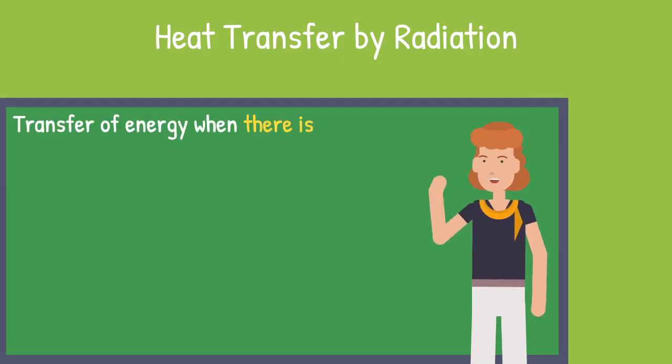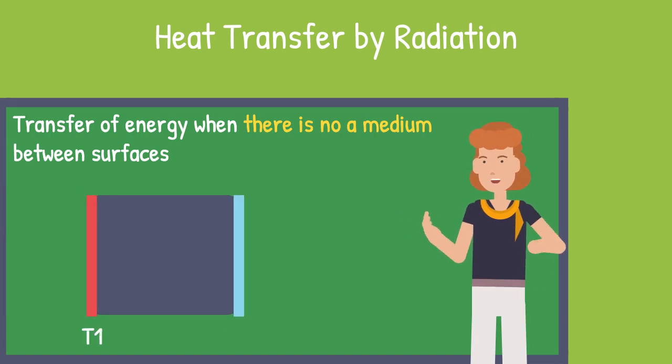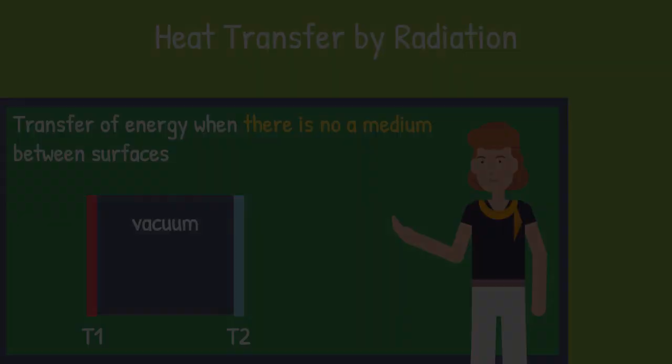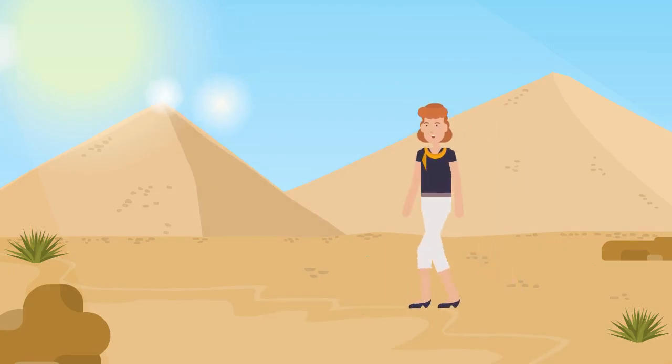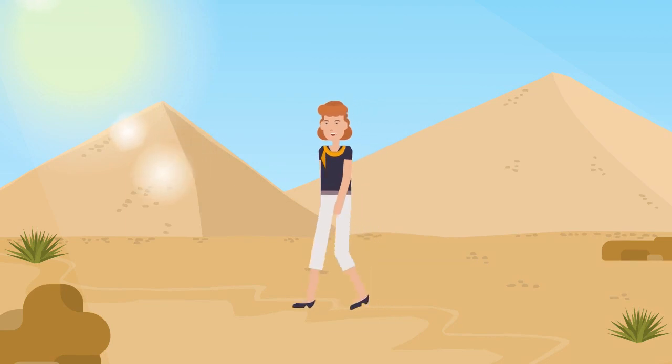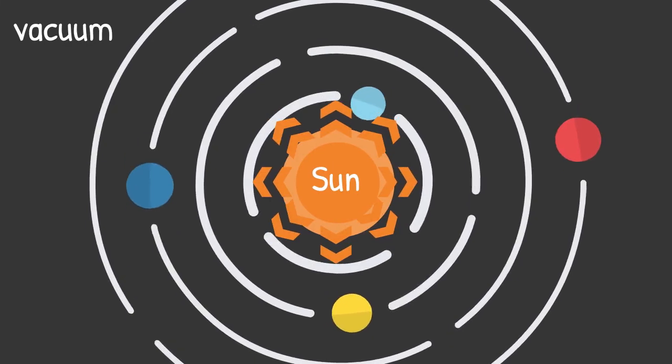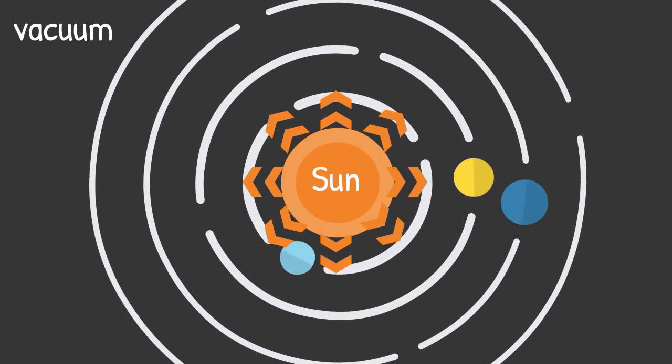The third phenomenon to address is the transfer of energy when there is no medium between surfaces. All surfaces at any temperature emit energy in the form of electromagnetic waves. The most obvious experimental evidence that this occurs is the energy we receive from the sun through a vacuum. Waves travel through a vacuum until they hit another surface.